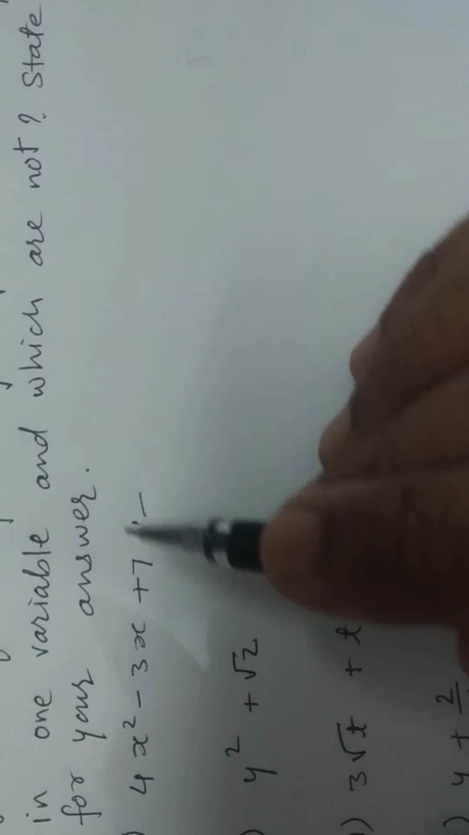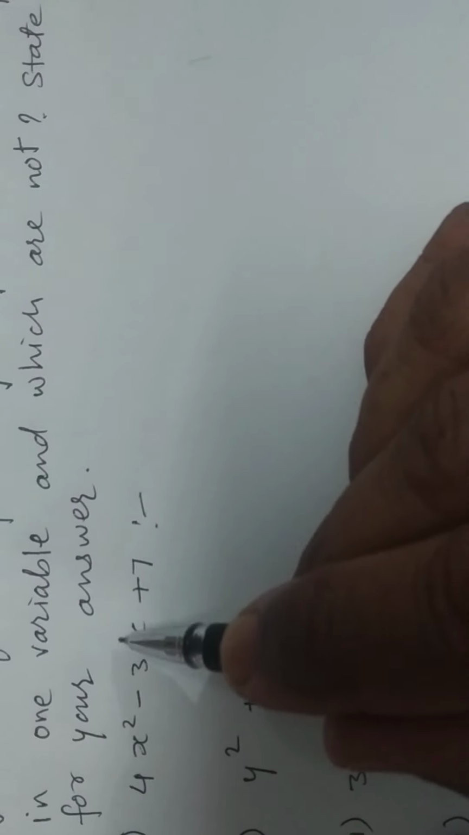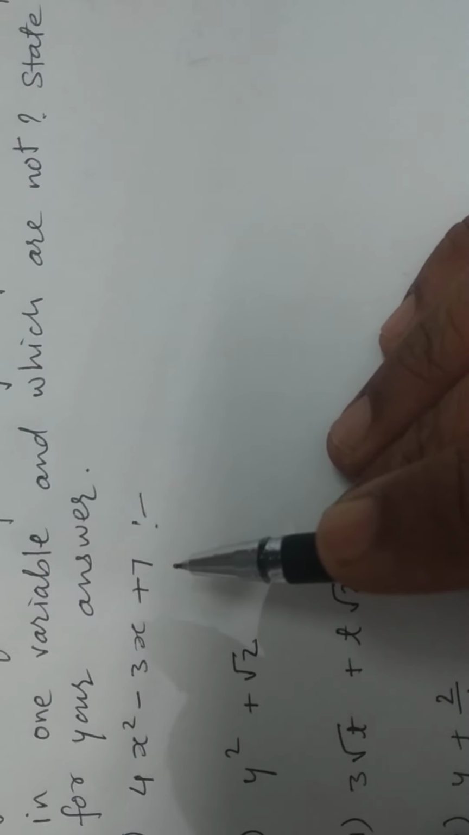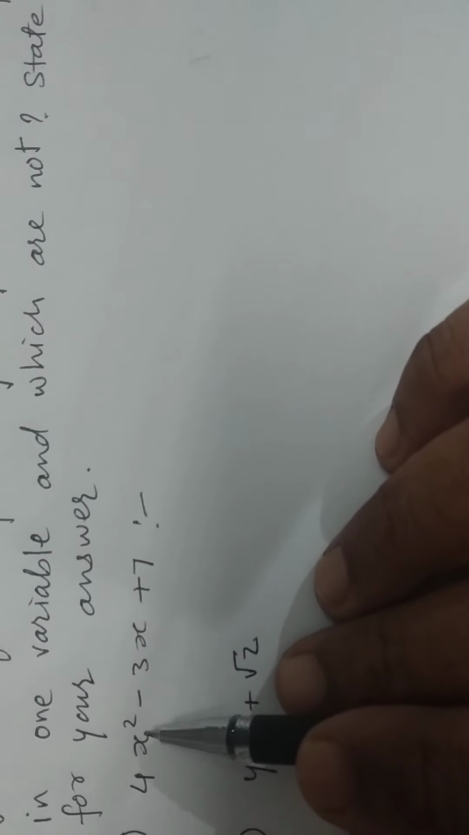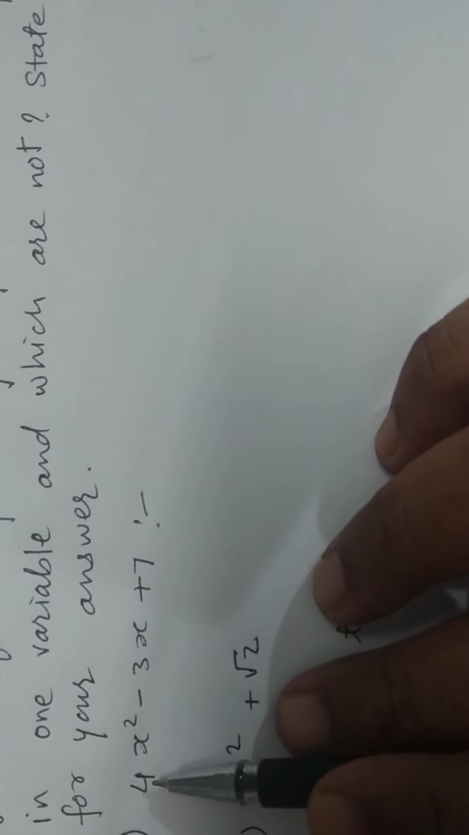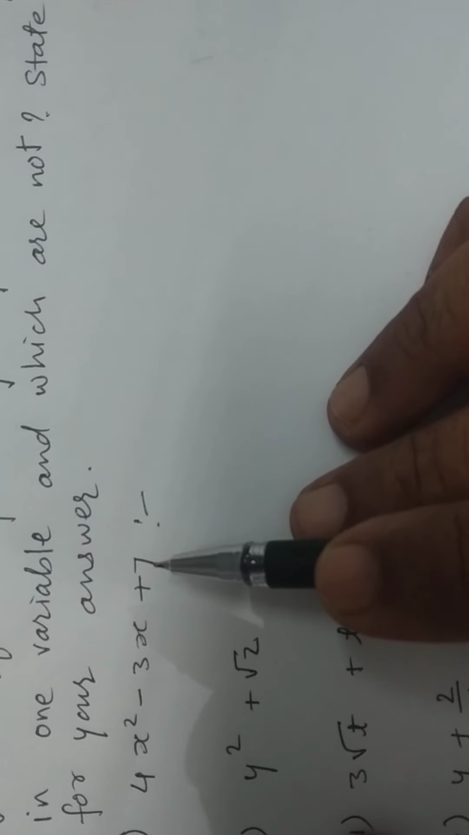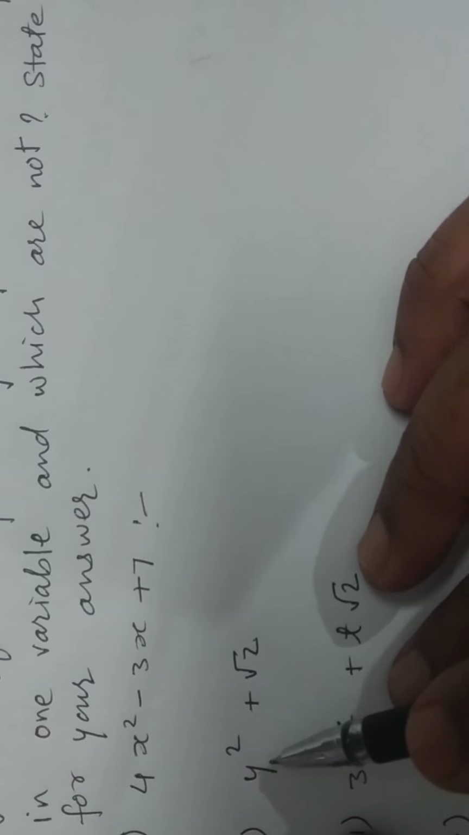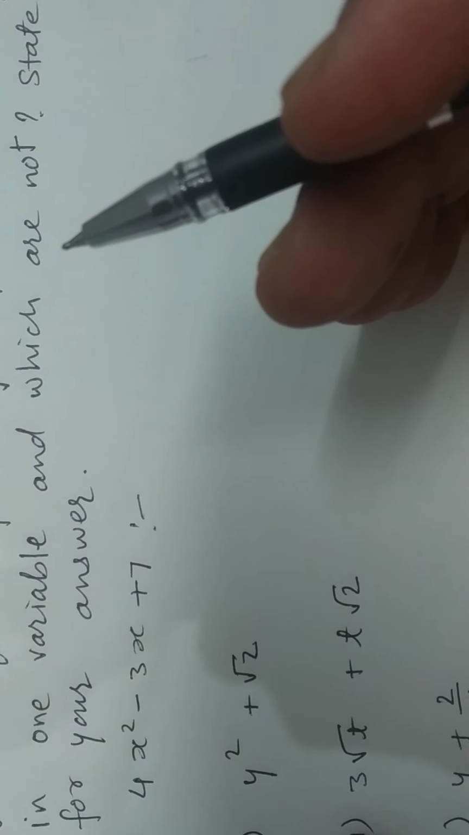This is an algebraic expression. This is one term, this is two terms, this is three terms. This algebraic expression has three terms. The algebraic expression will be a polynomial when the power of the variable is a whole number. Here 4, minus 3, 7 are constant numbers. And x, y, z are all variables.